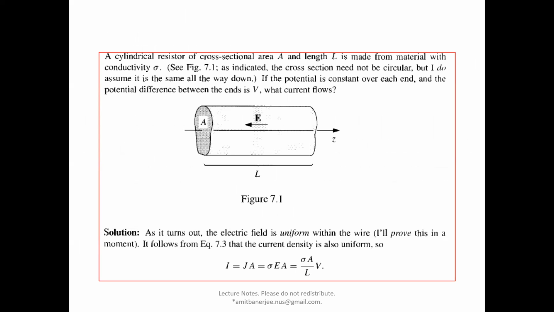That brings us to a simple example of a cylindrical resistor of cross-sectional area A and a length L, made from material with a conductivity sigma. We can very easily calculate the current, which is area times the current density. And that comes in terms of voltage, because we know that the electric field is basically voltage by length.